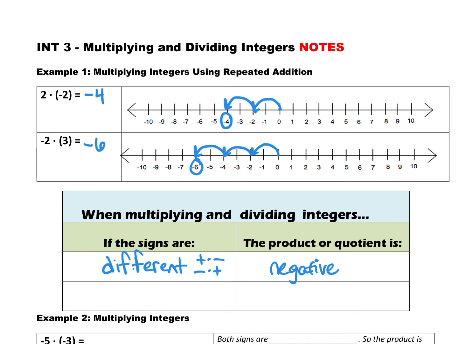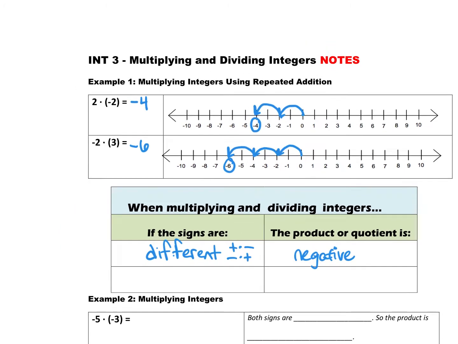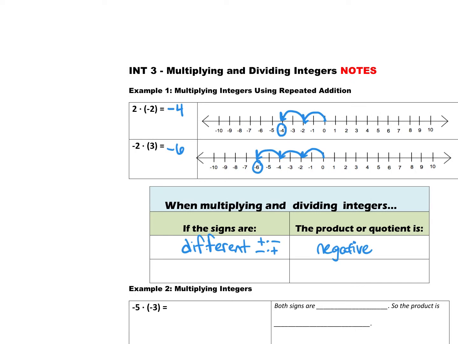All right, let's see what's going to happen if they're both the same sign. Well, we know a positive times a positive is a positive. That's the multiplication facts you've always been doing. But if I have a negative, let's say negative 2 times negative 3, remember, that negative sign I could also interpret as meaning the opposite of.